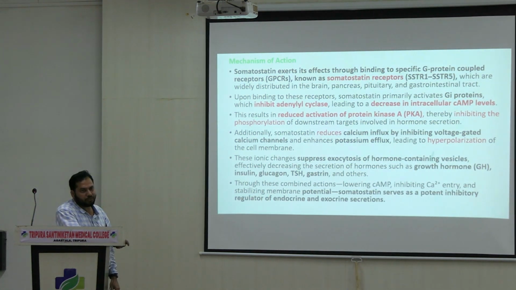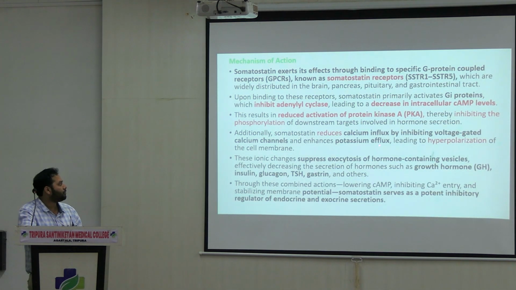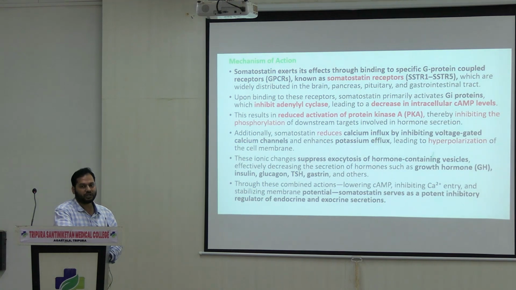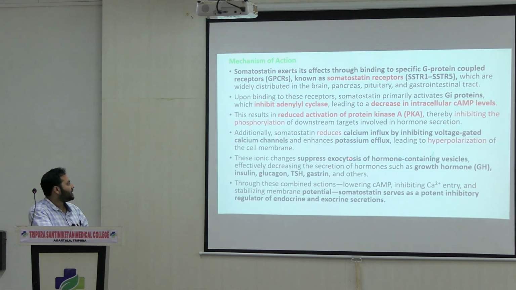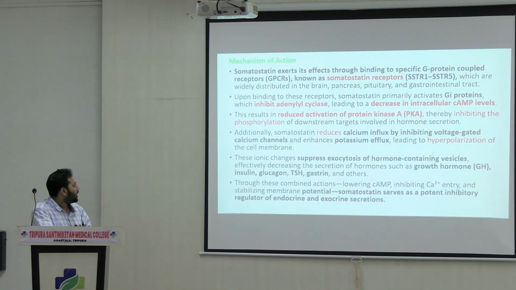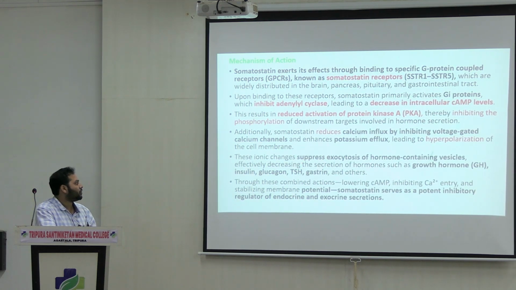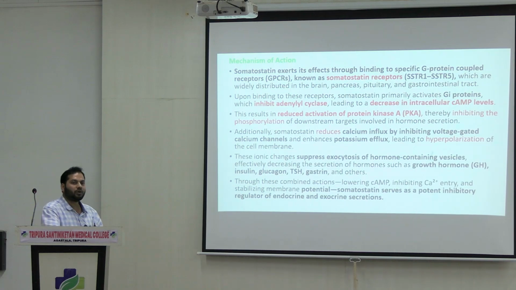And leading to hyperpolarization. In the previous case, it was depolarization. It means there are also changes in the membrane potential, but here, due to the efflux of potassium ions, there is generation of a hyperpolarization condition, right? And these ionic changes suppress the exocytosis of hormone-containing vesicles, effectively decreasing the secretion of these hormones. So what type of hormones? The secretion of growth hormone, insulin, and glucagon.